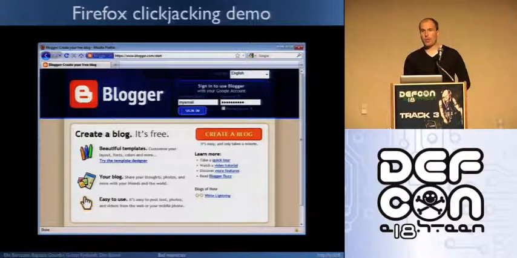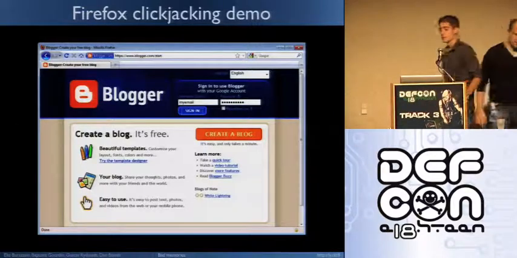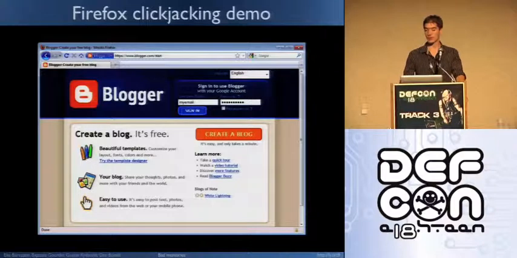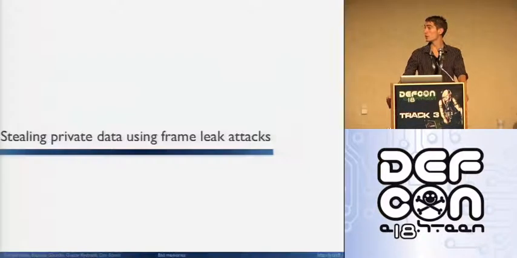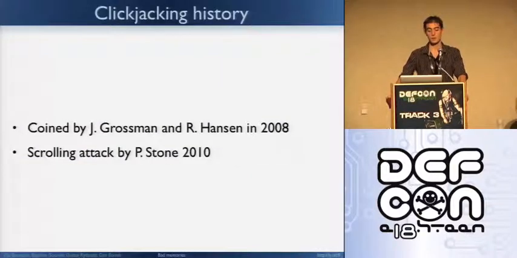For the third part of the talk, I'm going to let Baptiste show you how it works. They are all yours. Thanks. So for the third part of this presentation, I will show you how we can actually steal private data from users using frame-leak attacks. Frame-leak attacks are an evolution of clickjacking and the scrolling attack. Clickjacking, just presented previously by Elie, is a term coined by Jeremiah Grossman and Robert Hansen in 2008. The scrolling attack is a new attack shown by Bursztein at Black Hat Europe this year.